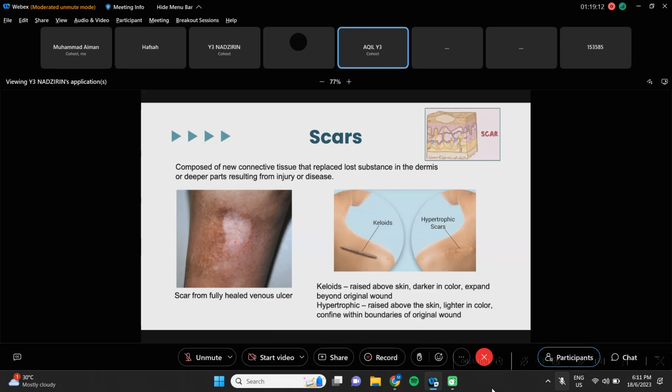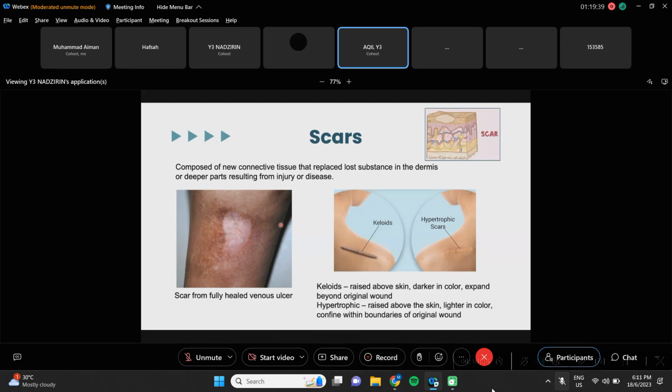And scars first tend to be pink and later will become white, glistening, and rarely hyperpigmented. Scars are persistent, but usually they will become softer, less elevated and less noticeable over the years. In this first picture, it shows a scar of a fully healed venous ulcer.